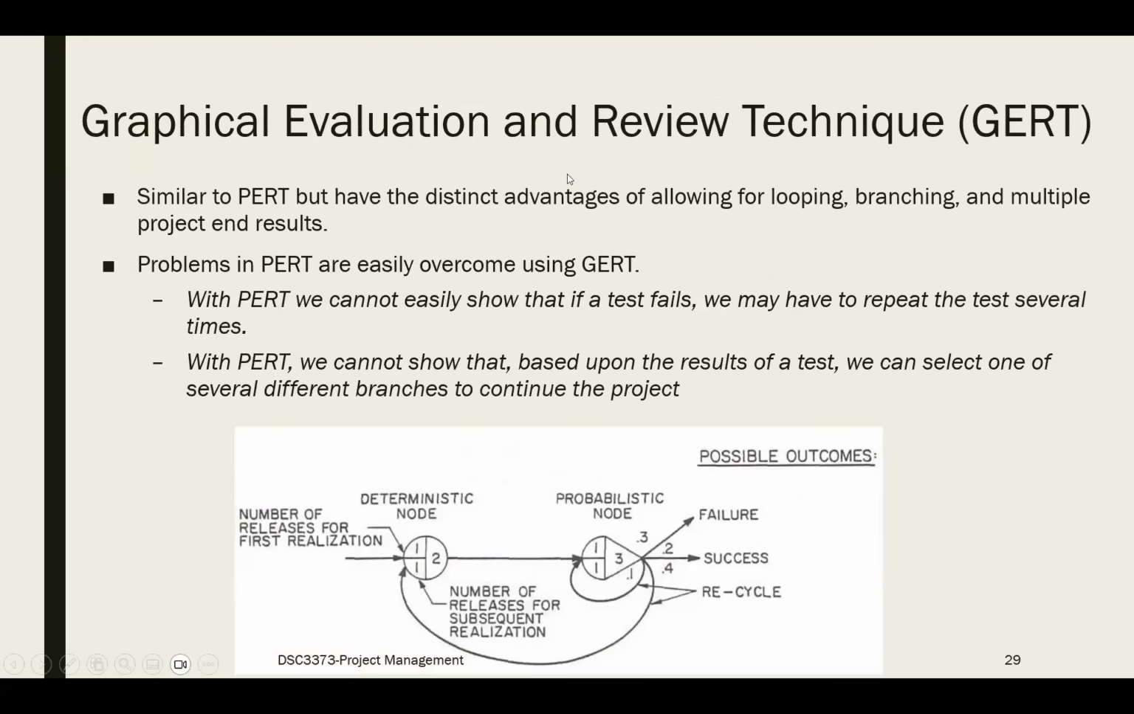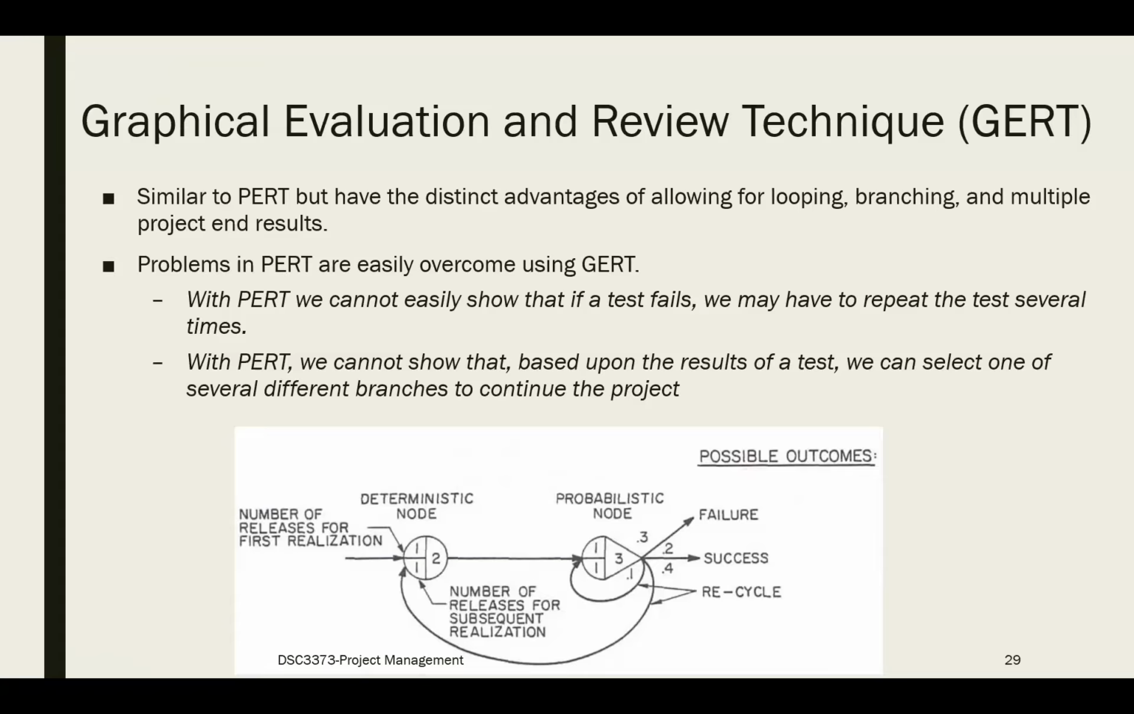Okay, so there is another method called GERT. We call it Graphical Evaluation and Review Technique. This is similar to PERT, but there is an advantage because it allows looping and branching, and there can be multiple project end results.